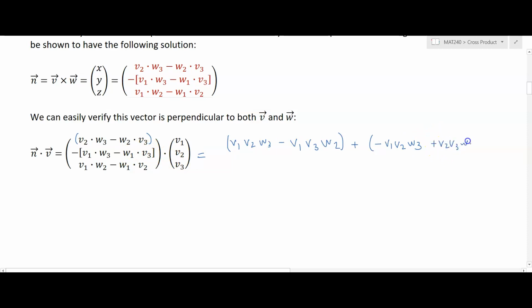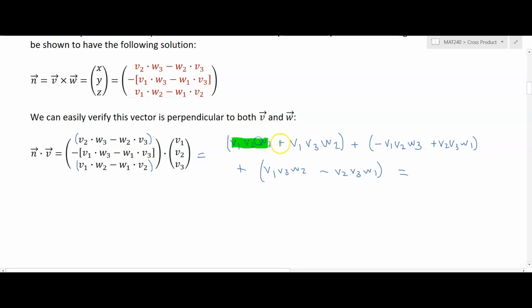Then we're going to add one more component, which will be the product between v3 and the bottom component here. Multiplying v3 into this first term will be v1 v3 w2, and minus v3 times this term, which will be v2 v3 w1. And now we just have to check, is this going to be equal to 0? Hopefully things will cancel out here.